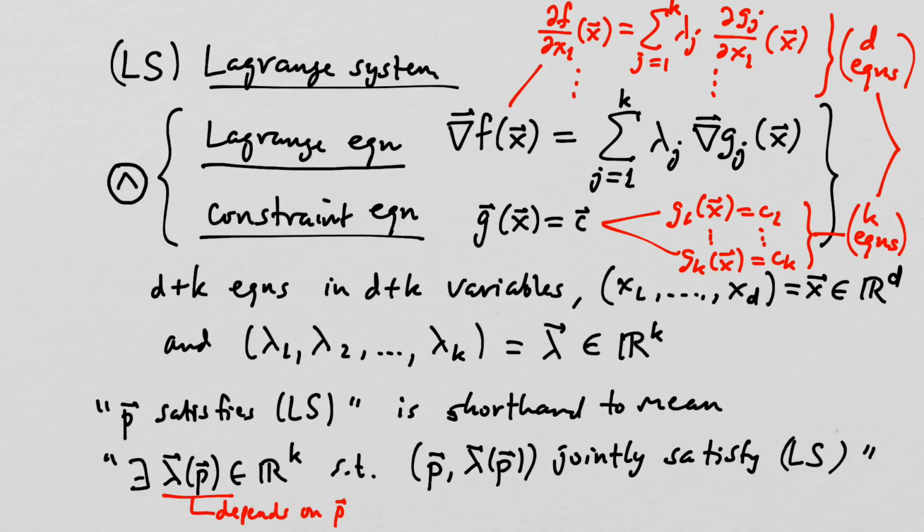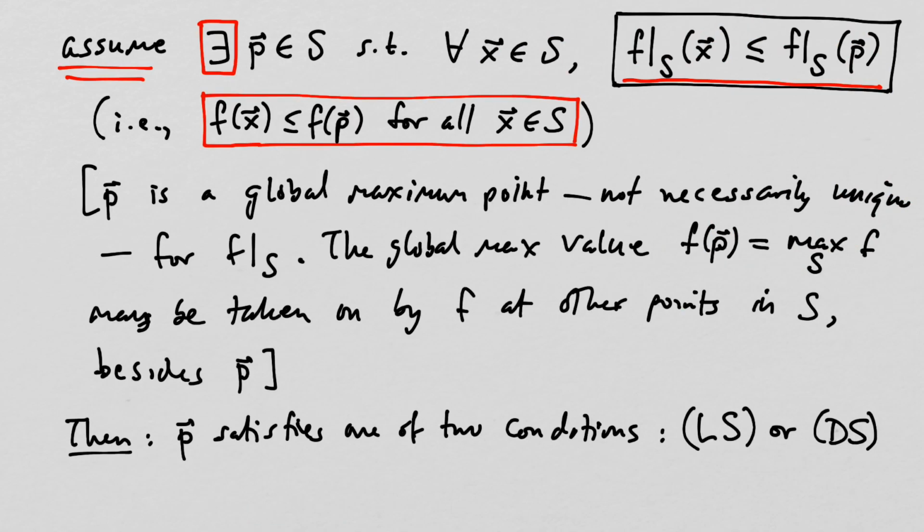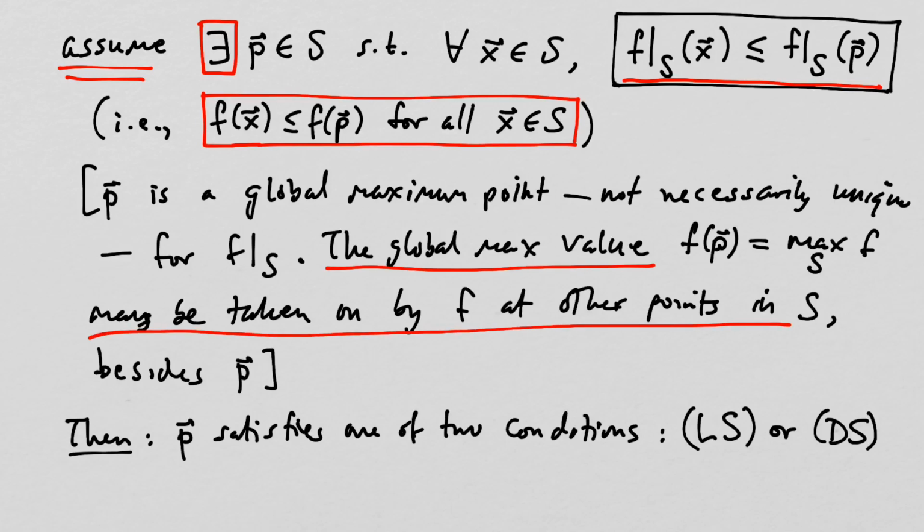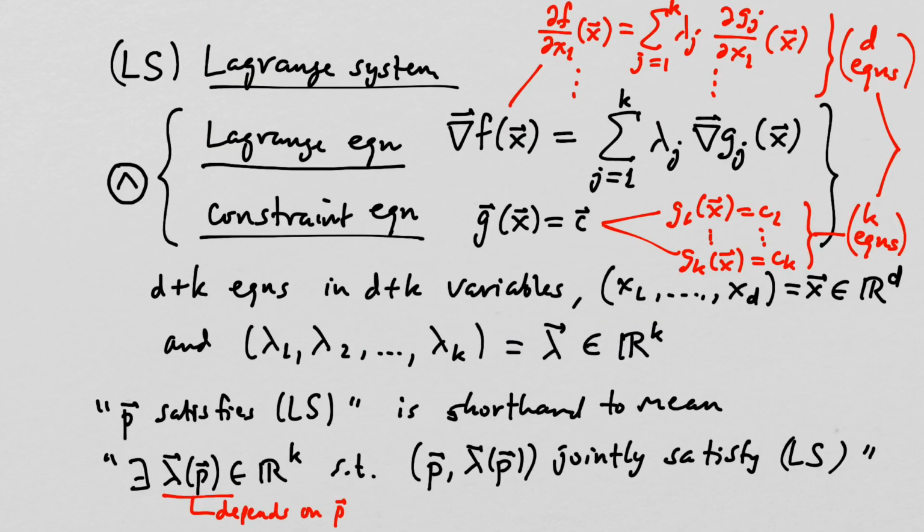So if you have two p values, you have to remember, like back here, we said that this global max value may be taken on at many different points besides p. Like it may be also taken on at some other point, q, for instance. Well, then p is going to have its own lambda, which we can call lambda of p, but q is going to have its own lambda value, which we can call lambda of q, if it also satisfies the Lagrange system. You have to understand, though, that p and q, like if you have 2 points where the global max is taken at both of them, let's say I have p and q, both in the set S, and the function f restricted to S takes on its global max value at both of those points.